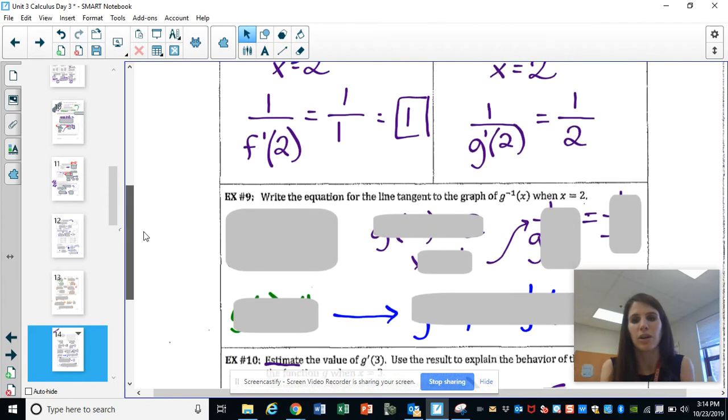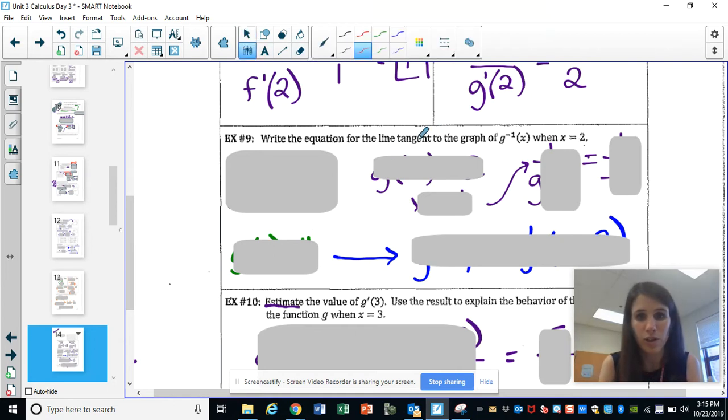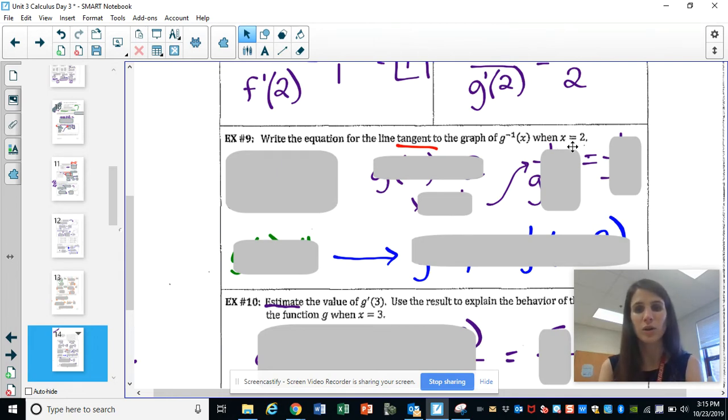All right, let's look at number 9. Looks like number 9's got a lot of work because we are writing the equation for the line tangent to the graph of g inverse of x when x is equal to 2. All right, let's figure out what this means. Whenever you see the word tangent, what does that tell you? That tells you slope, which tells you derivative. Okay, derivative of the tangent line, right? So we're looking for the derivative of g inverse of x when x is 2.